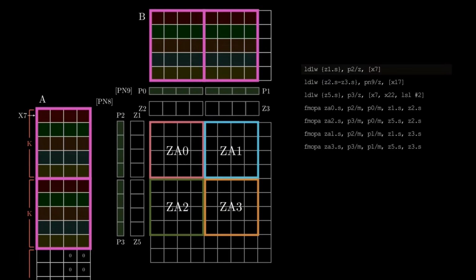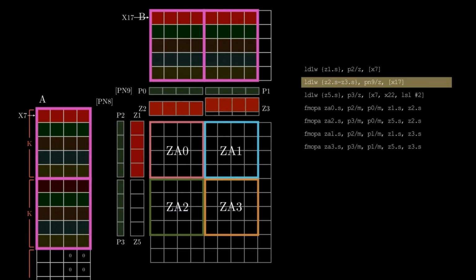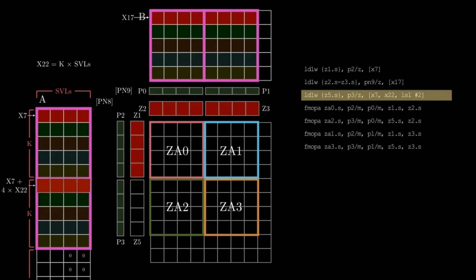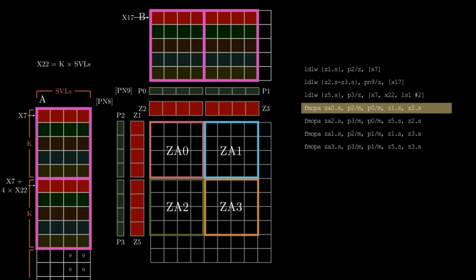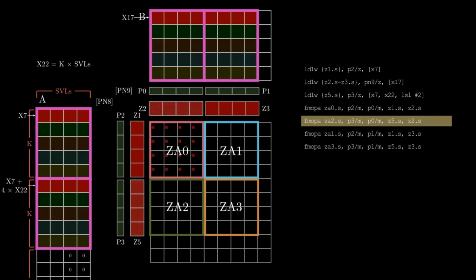First we load the k=1 values for the top tiles from an address pointed to by x7. Next we load the values for the left and right tiles. Since we're loading multiple registers, this is governed by a predicate-as-counter register. Finally, we load the values for the bottom tiles. Now that's done, we can calculate the contribution of these values to the result, shown as a red dot in each result cell.